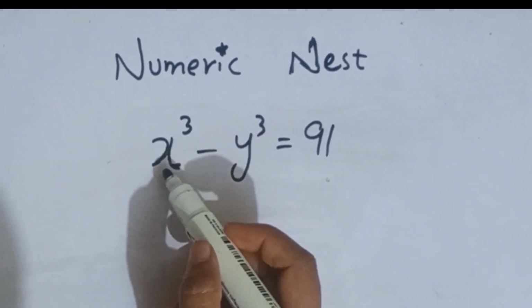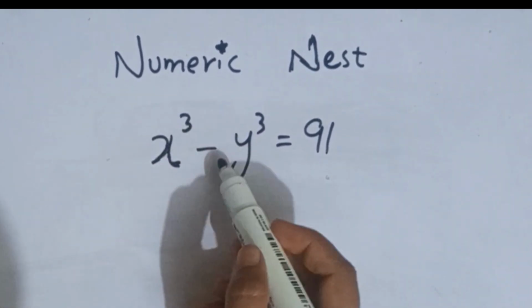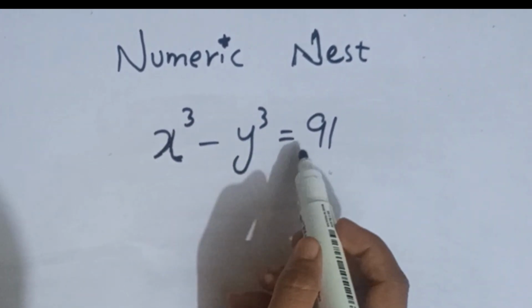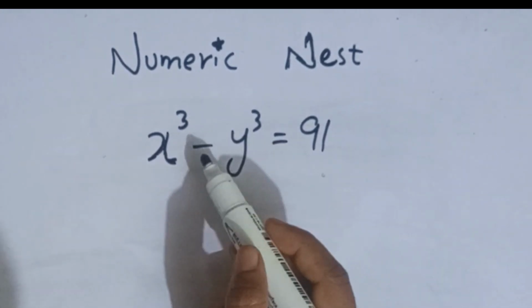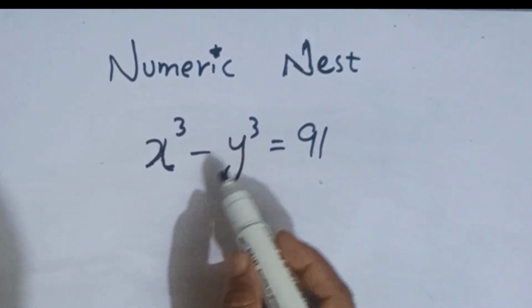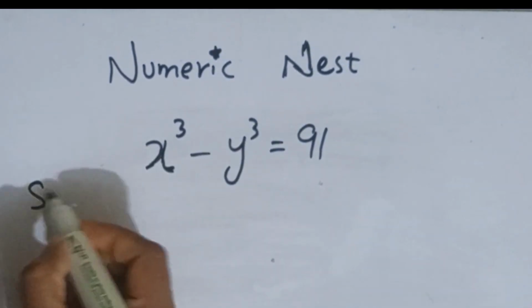We have x cube minus y cube equal to 91, and we find all possible values of x and y. So let's start. In the first step, look at this.